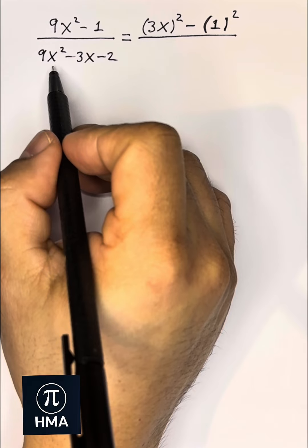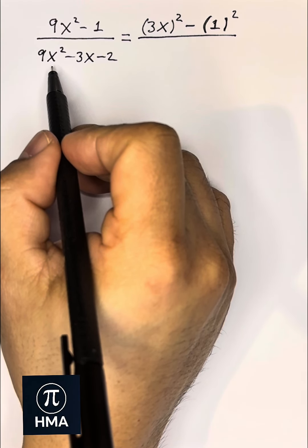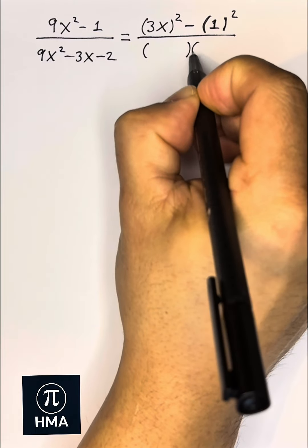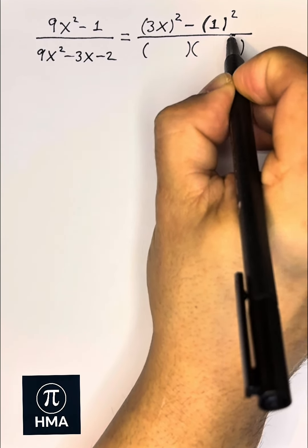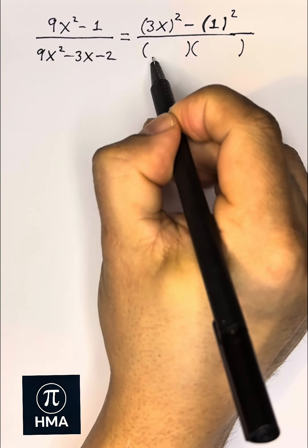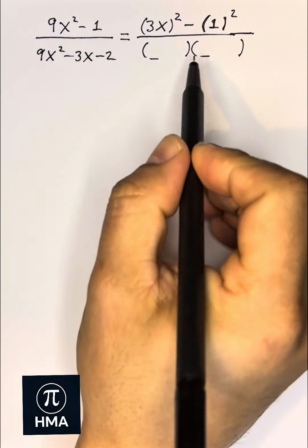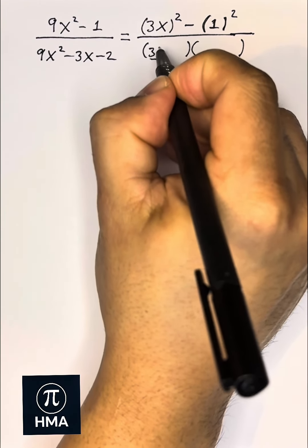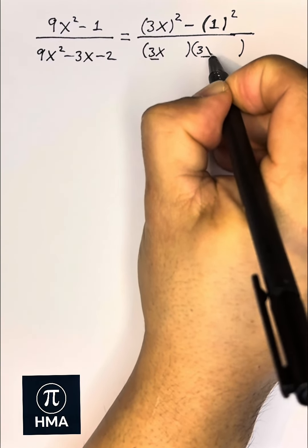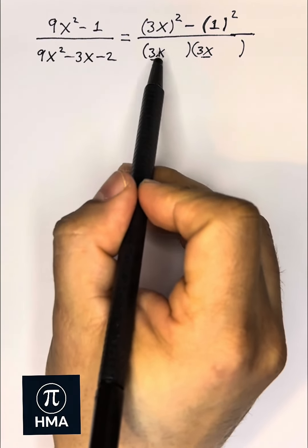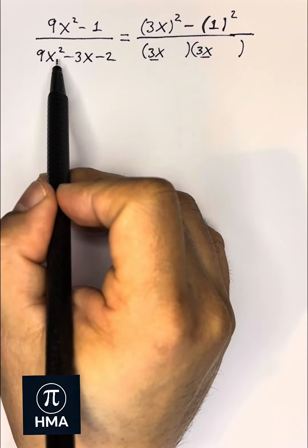It's a trinomial of the form ax squared plus bx plus c. So we need to find, first of all, two numbers that when multiplied by each other, I will write them here and here, give you 9x squared. We can start with 3x and 3x. So this will give us 3 by 3, 9, and x by x, x squared.